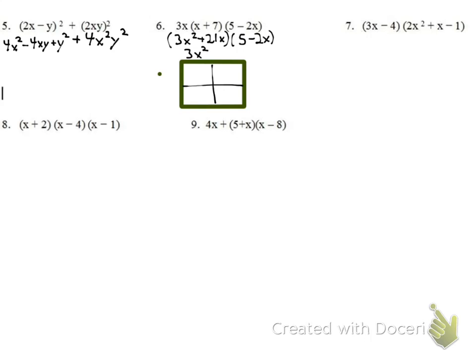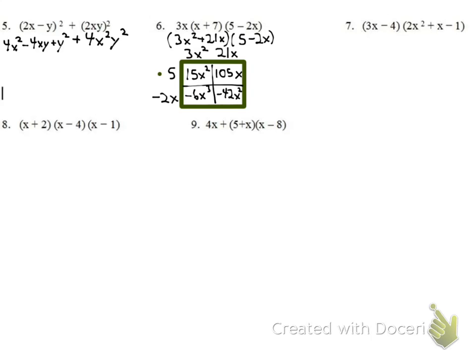3x squared plus 21x will be on the top side, and then 5 minus 2x will be on the left side. And really it's just multiplying a row times a column. 5 times 3x squared is 15x squared. 5 times 21x is 105x. Negative 2x times 3x squared is negative 6x to the third. And then negative 2x times 21x would be negative 42x squared.